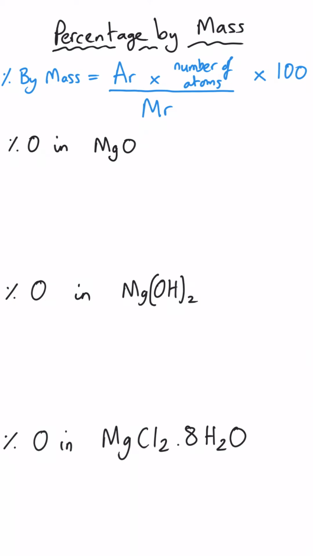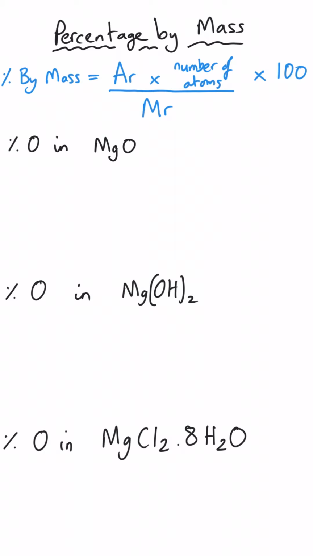You could also be required to calculate the percentage by mass of a particular element within a compound. The percentage by mass calculation is where you take the relative atomic mass of that element, multiply it by the number of atoms of that element that there are in the compound, and divide it by the total MR for that compound. And because we want it as a percentage, we need to multiply it by 100.